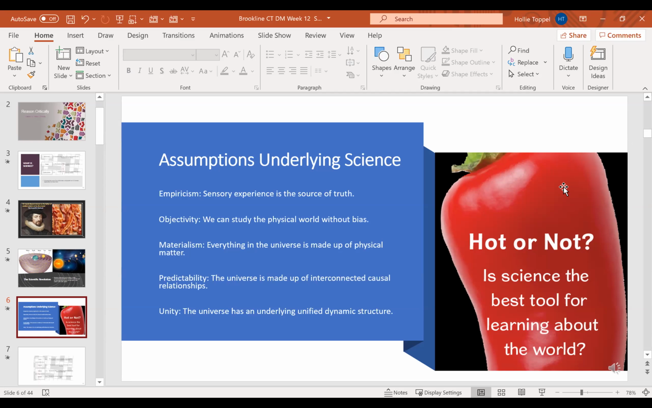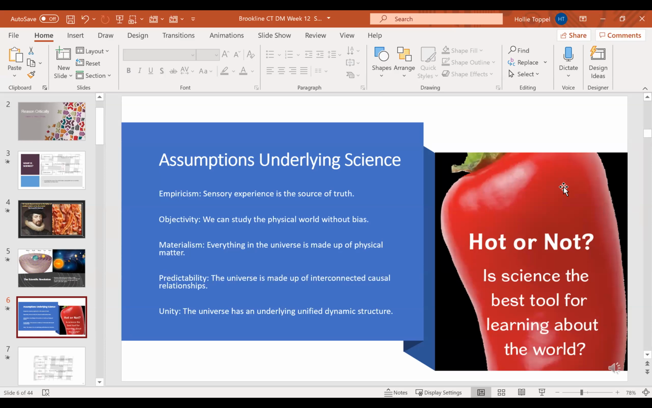So empiricism, that's sensory experience as the source of truth. Now, sensory experiences are anything with the eyes, ears, touch, smell, taste. I think that's got it. Objectivity is that we can study the physical world without a bias. And that's really difficult, because you could have the bias of believing the earth was the center of the universe, because the moon goes around it, and the sun goes around the earth in a way. If you didn't know that we go around the sun, you'd believe that.